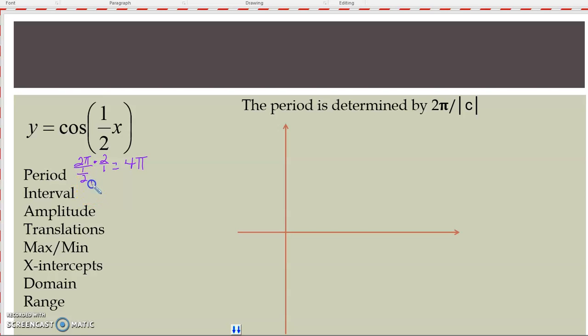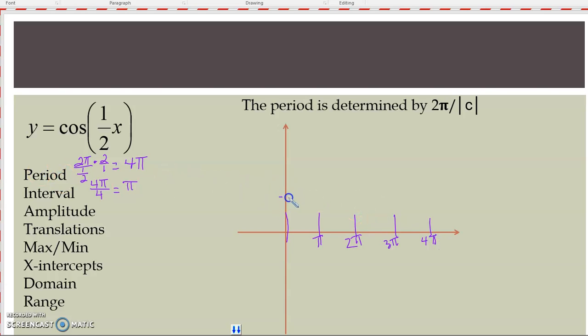To find the interval, or how far apart each tick mark is, we take that period and divide it into 4 pieces. So each mark that we put on the graph is pi apart from each other, and we want 4 of them. So pi, 2 pi, 3 pi, 4 pi.